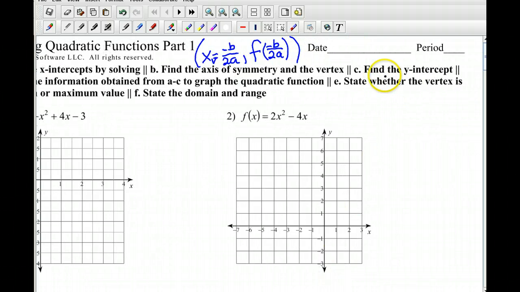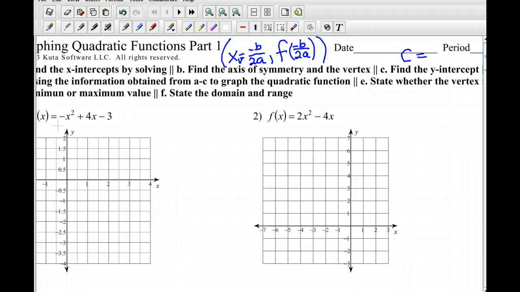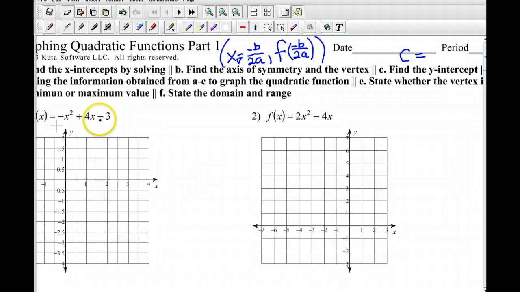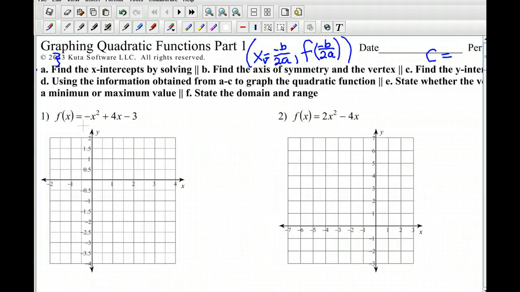C, find the y-intercept. So we were very deliberate here. We said letter C is find the y-intercept. How do you know what the y-intercept is? It's C. C equals. Whatever C equals, that's your y-intercept. Like on number 1, the y-intercept is -3. That number on the end. Letter D. So you can use all the information and actually graph it.